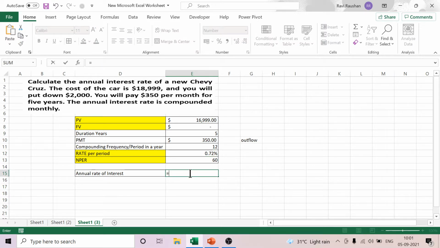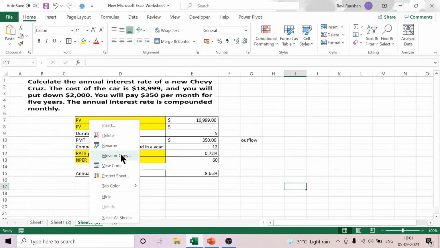But you are supposed to calculate the annual rate of interest. So you multiply this by your frequency per period. This gives you 0.09. You convert it to a percentage. So it comes to 8.65%, the annual interest rate that you are paying. All right.